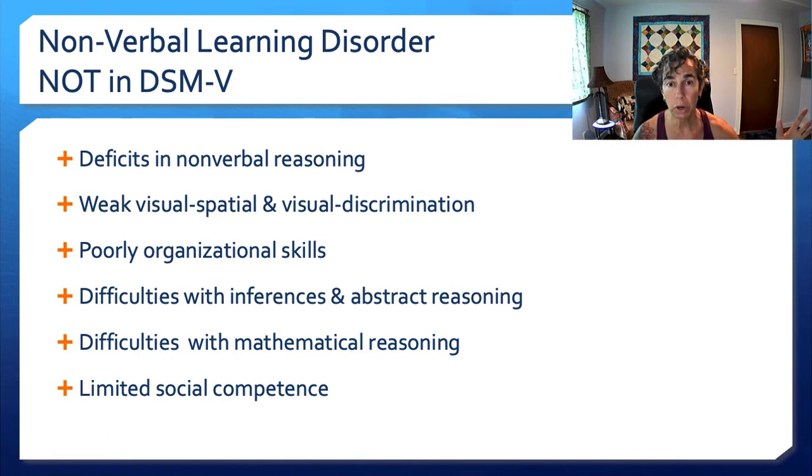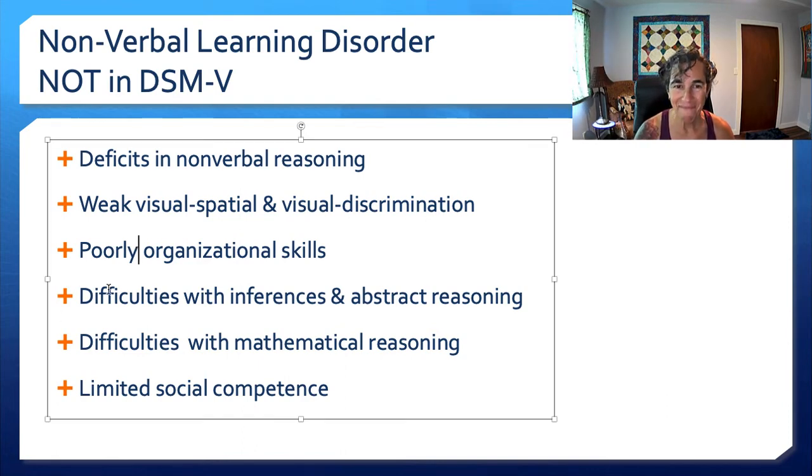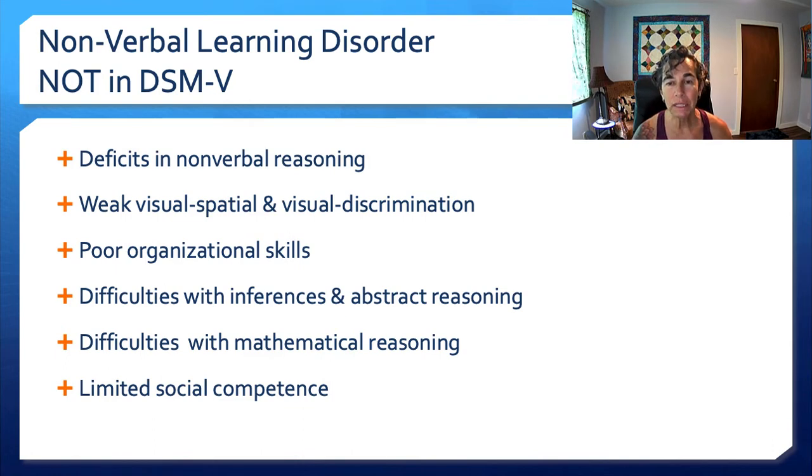So they can talk up a storm, but when it comes to solving problems with the body, there is some difficulty, some frank difficulty. There's weak visual, spatial, and visual discrimination abilities, poor organizational skills, difficulties with inferences and abstract reasoning. So high-level executive functioning, also difficulties with mathematical reasoning, and limited social competence. So just to keep in mind that this is a pattern that we see, and the rate is about 0.5 to 1% of the population.